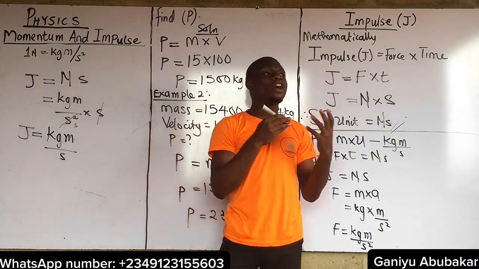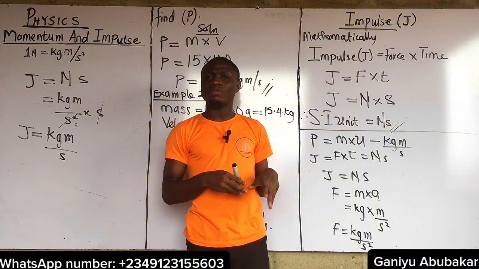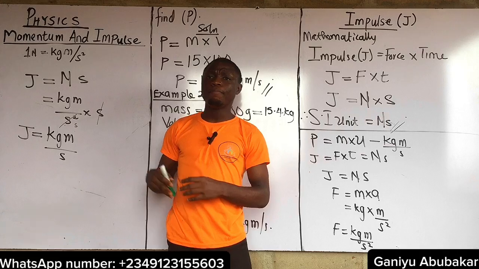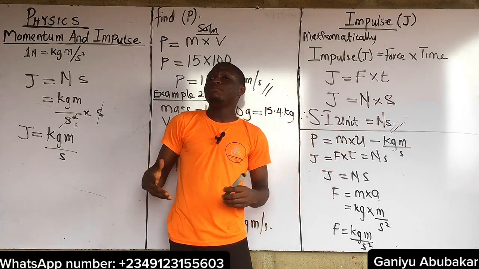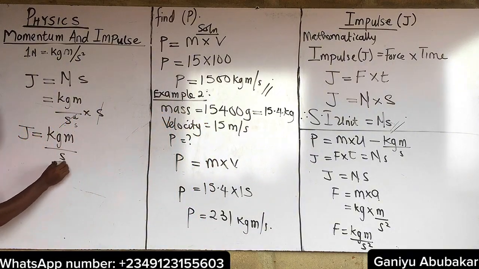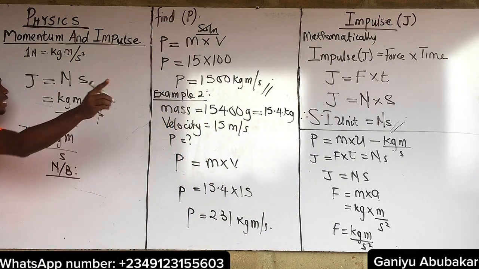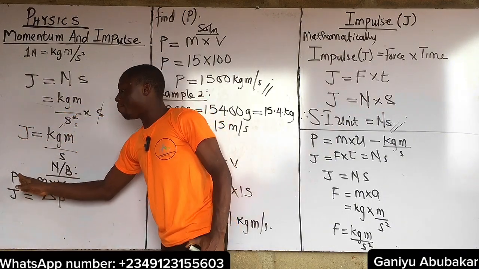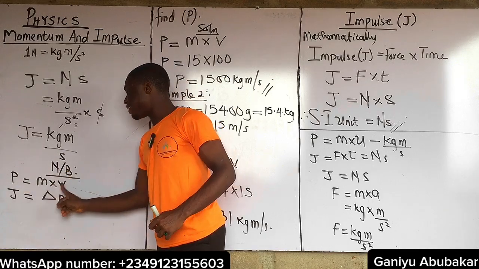Now, the concept says, is momentum and impulse the same thing, or is there a similarity between momentum and impulse? Note that there's a difference between momentum and impulse. What's the difference? We said that momentum P is equal to mass times velocity. True or false? True. Now, at this point here, note that impulse J is equal to the change in momentum. That's like the difference. Note that momentum P is equal to mass times velocity. That's true.